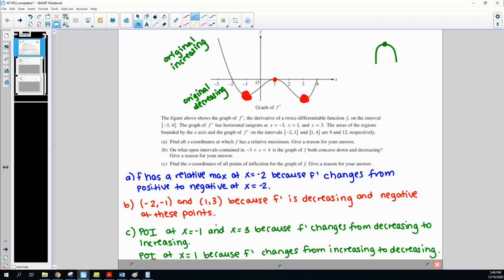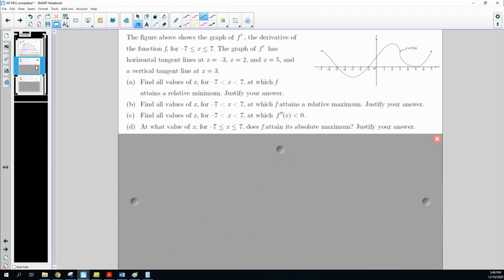And then I have another point of inflection at x equals 1, and that's because f prime changes from increasing to decreasing. So I split them up because their reasonings were flipped pretty much. But I want to make sure that I'm explaining why it is a point of inflection. Okay, so let's look at another problem.